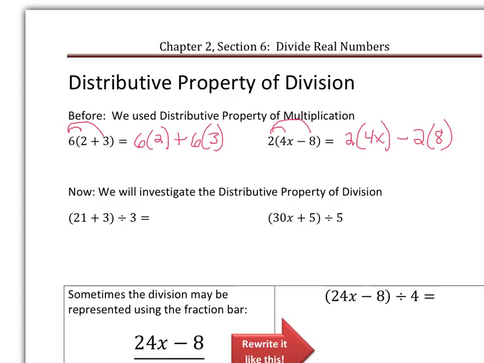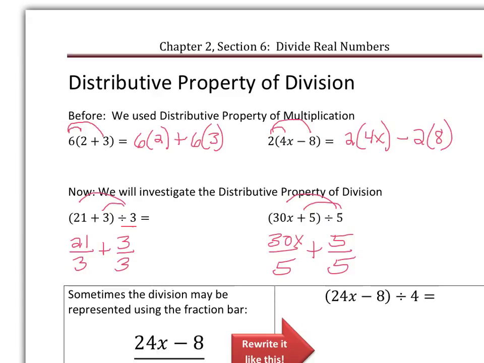Okay, now let's look at the distributive property of division. It's really the same thing. Only now the terms inside the parentheses are being divided. Every term inside the parentheses is being divided by this number over here. So we have 21 being divided by 3 plus 3 divided by 3. Over here we have 30x being divided by 5 plus 5 being divided by 5. We can simplify this over here to 7 plus 1, which equals 8. And here, 30x divided by 5 is 6x. 5 divided by 5 is 1. So our answer is 6x plus 1.